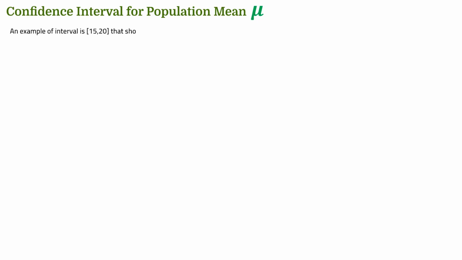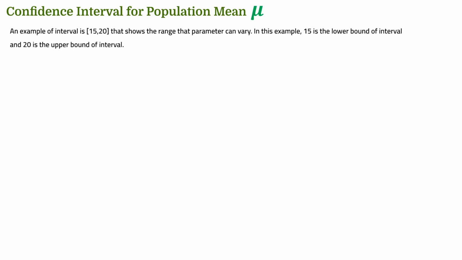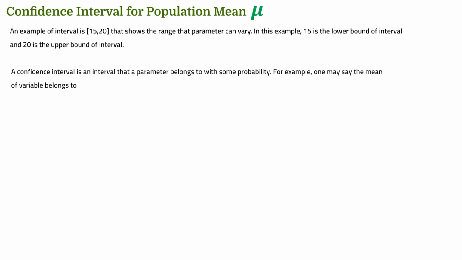Next topic, confidence interval for population mean, or mu. An example of an interval is brackets 15 and 20, which shows the range that a parameter can vary. In this example, 15 is the lower bound of the interval and 20 is the upper bound. A confidence interval is an interval that the parameter belongs to with some probability. For example, one may say that the mean of a variable belongs to brackets 1, 20 with probability of 90%. So brackets 1, 20 becomes a confidence interval.